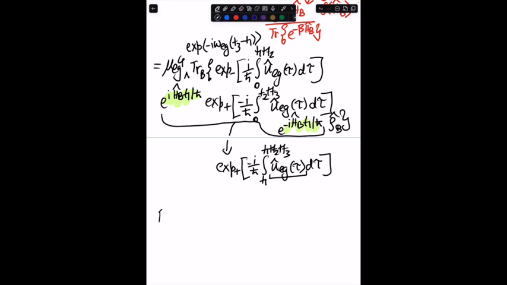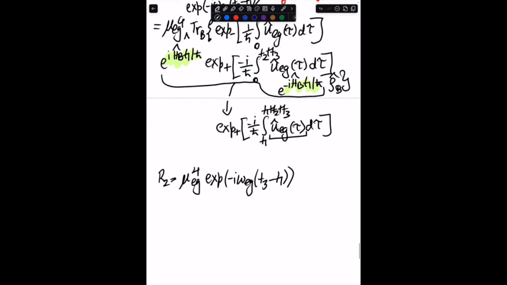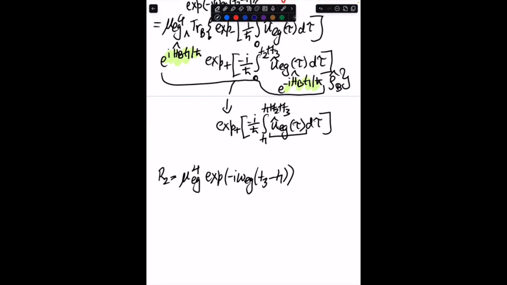R2 is equal to mu_eg to the power 4, exponential minus i omega_eg (t3 minus t1), and the dephasing function f2, which I shall now write as an equilibrium ensemble average over the path states. So it's a product of a negative time ordered exponential with a positive time ordered exponential.